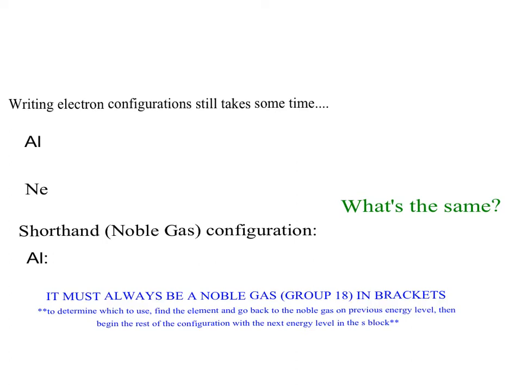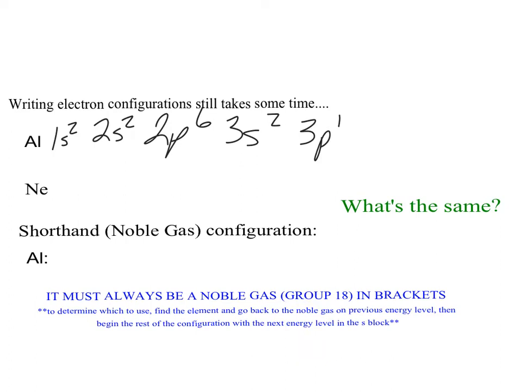There's an even shorter way that we can write all these electron configurations. If we look at neutral aluminum, we've got 1s2, 2s2, 2p6, 3s2, 3p1. And if we compare it to neon, which is 1s2, 2s2, 2p6, we can ask, what's the same between aluminum and neon? We can look at these first two energy levels, 1s2, 2s2, 2p6. It's the same. So we can do something called shorthand or noble gas configuration.